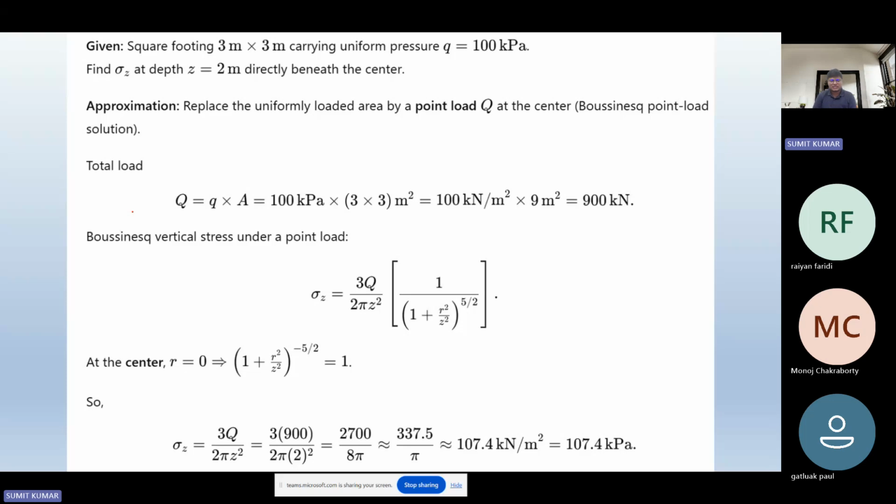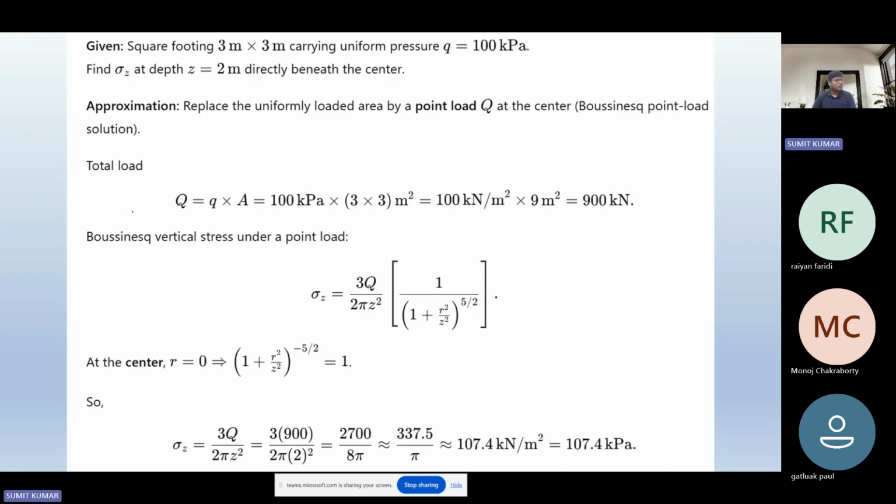The Q value is already calculated as 900 kilonewton. For the Z value, we want to calculate the stress at 2 meter below the ground surface. So hence we calculated the stress as 107.4 kilonewton per meter square. If we want to write in kPa, it becomes 107.4 kPa. Okay, I think up to this, there will be no problem in these questions.